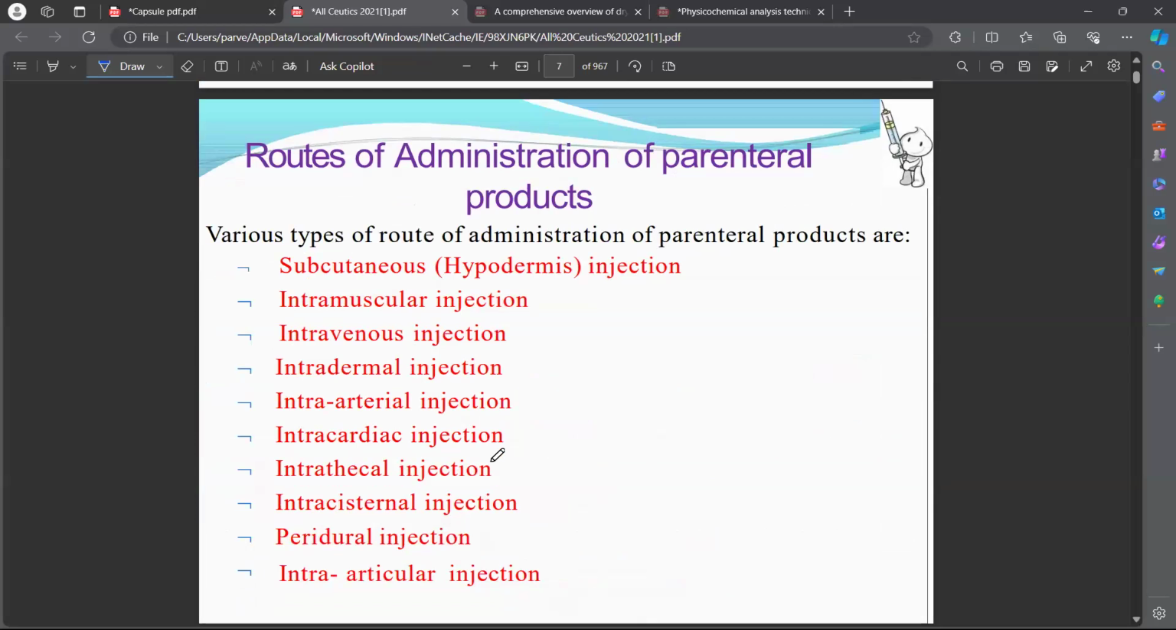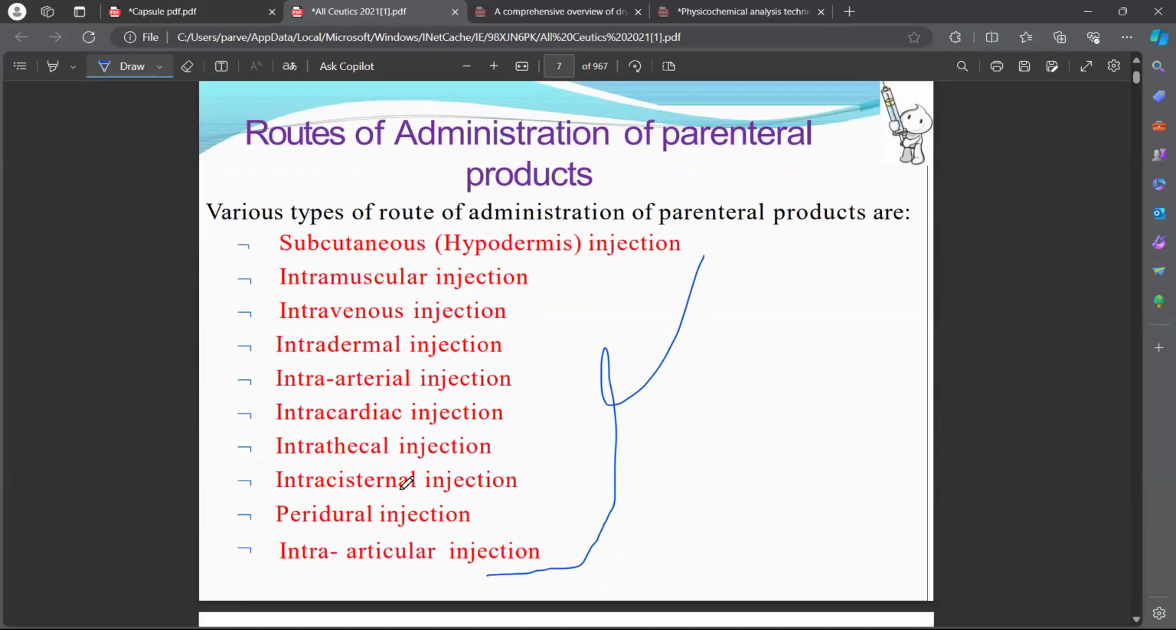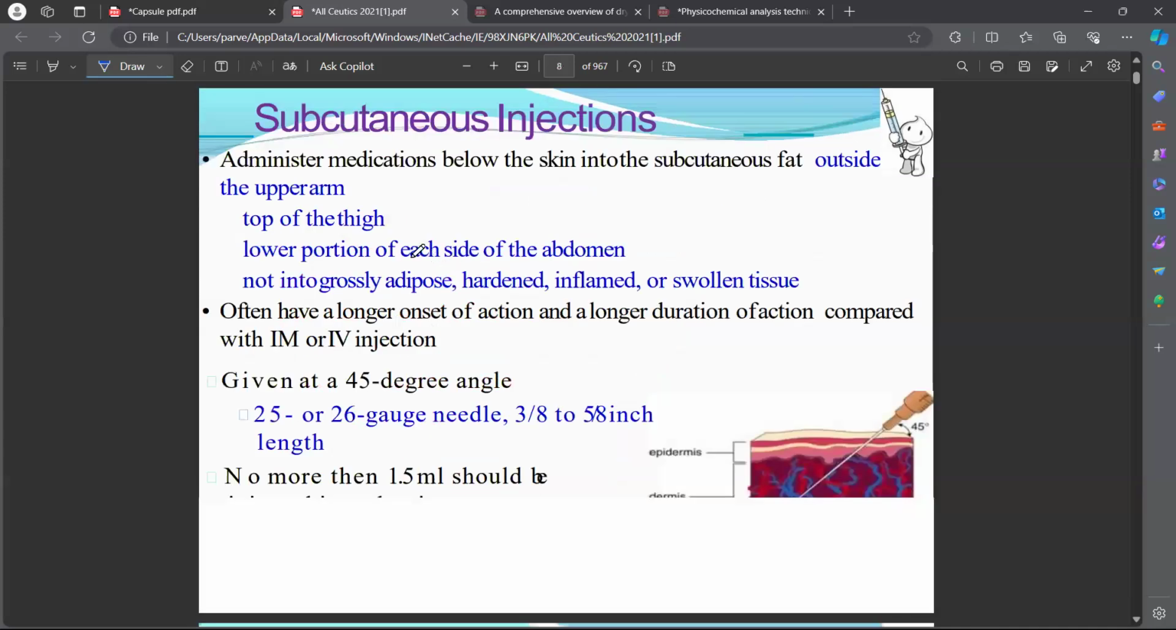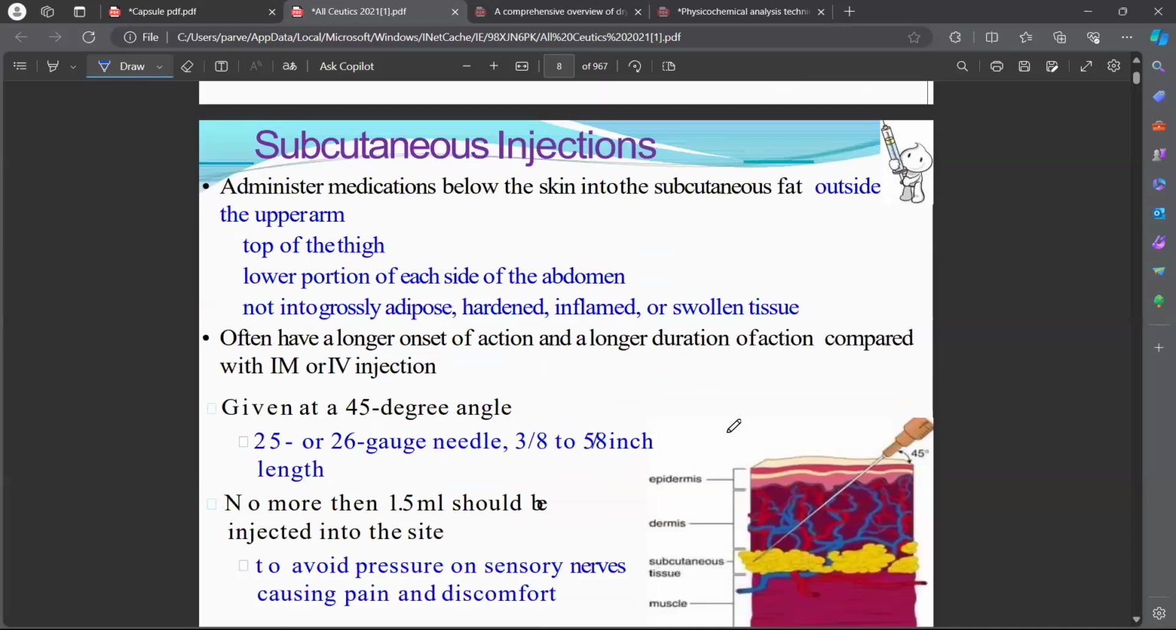Sir, in subcutaneous, could you please provide me the angle by which the administration occurs? Do you guys recall 45 degrees? Great, guys. It is given at an angle of 45 degrees, and it is directly administered into the fatty tissue.